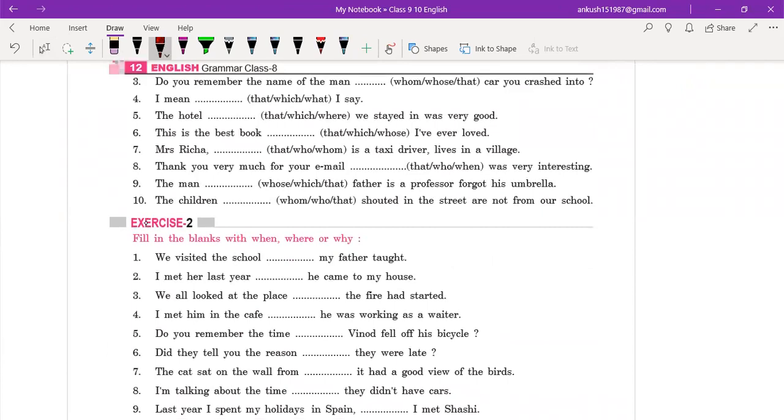Third: do you remember the name of the man? What should be there? Sir, I'm a little confused in this, sir. Here, "whose" will be used. Do you remember the name of the man whose car you crashed into? So the pattern is person plus whose plus thing.